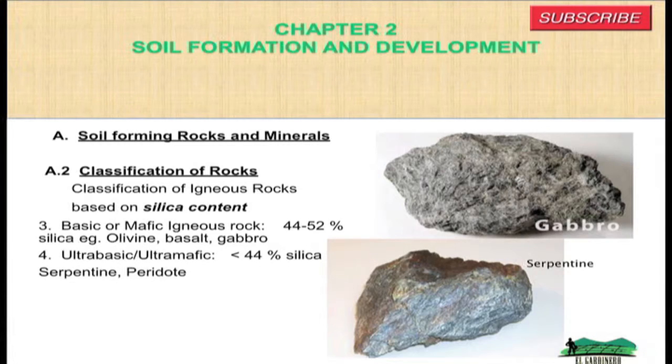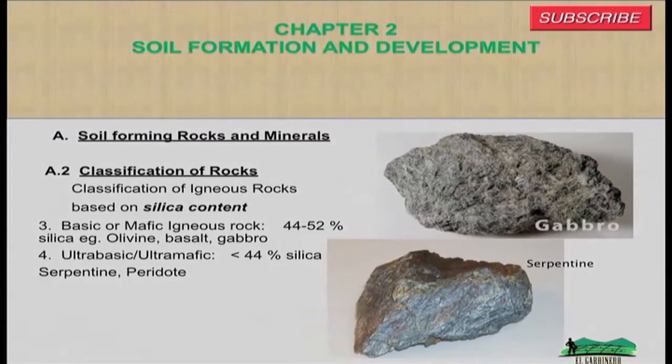And then the third classification is the basic or mafic igneous rock. It contains about 44 to 52% silica. And the examples are olivine, basalt, and gabbro. And lastly are the ultra-basic or ultra-mafic igneous rocks. It contains less than 44% of silica, like serpentine and peridotite.